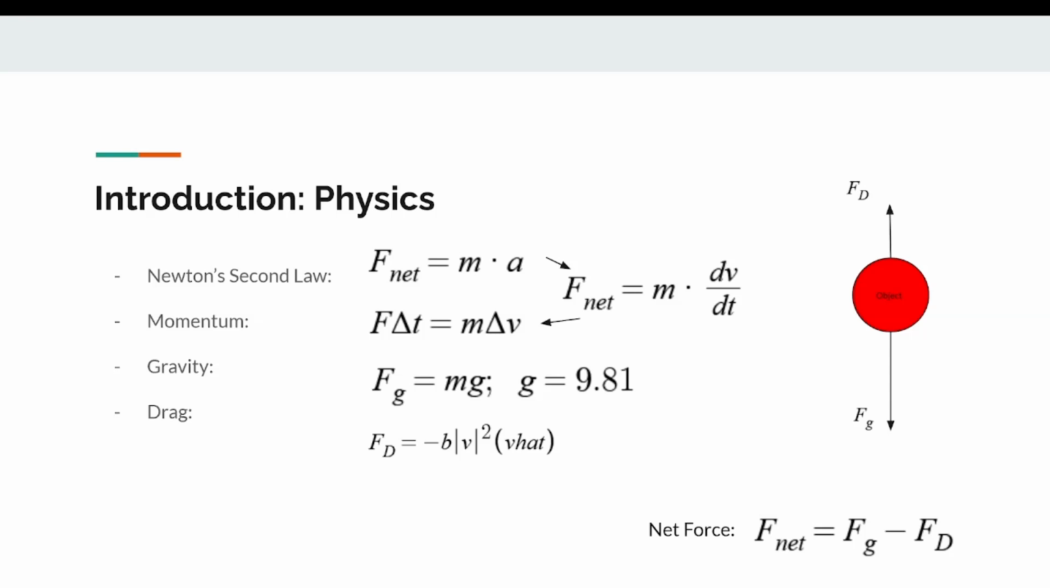And then drag, unlike gravity, is a non-constant force, and it changes based on the velocity of the object at any given point in time, and that is proportional to the b constant, which is dependent on the objects. The net force is the difference between gravity and drag.